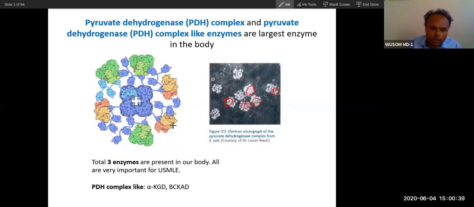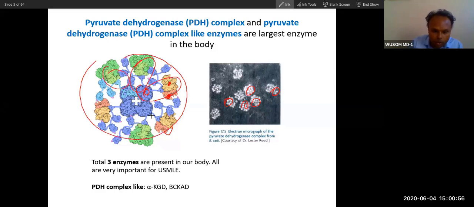So this is a big complex made up of three enzymes. You can see a blue region here, and then a reddish and a yellowish region. So it is made up of three enzymes complexed together, and the whole is the PDH complex. This is the description of the enzyme.